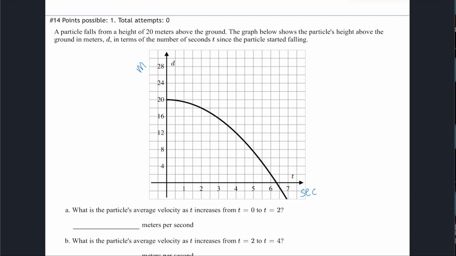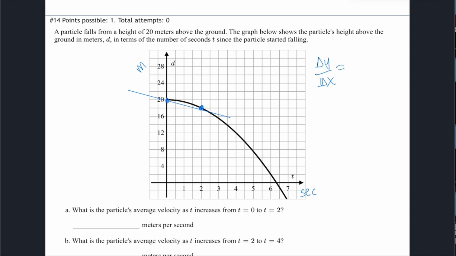Okay. What is the particle's average velocity as t increases from 0 to 2? So let's mark the points on our graph at 0 and at 2. Now, the average velocity is just the slope. It's the meters per second between these points. So you can do it two ways. You can try to count out the slope from the graph, rise over run, or you can do the change in y over the change in x.